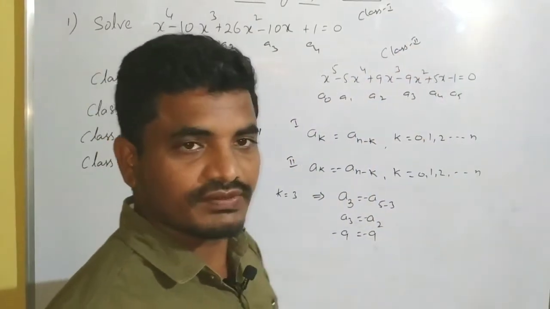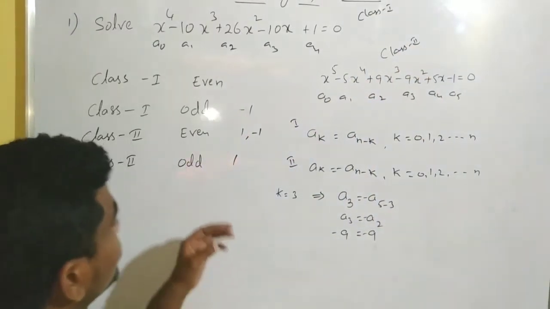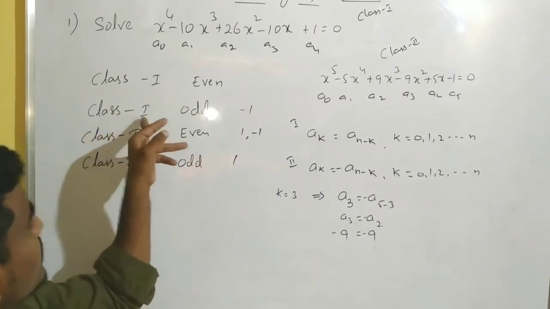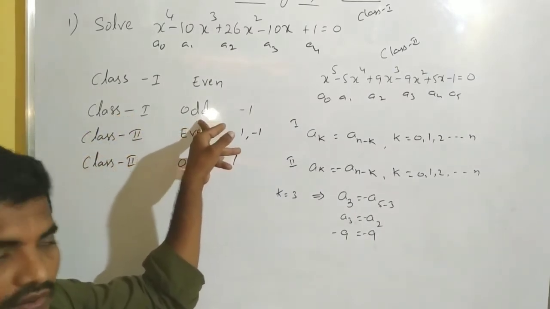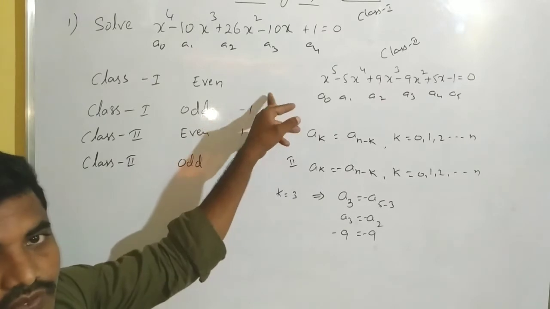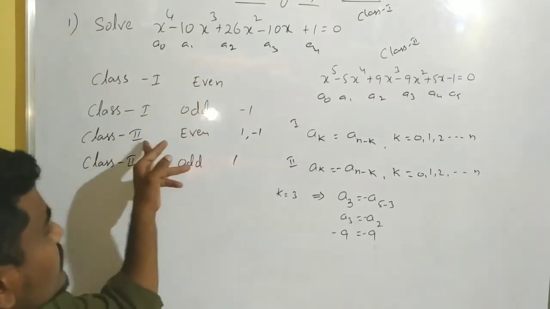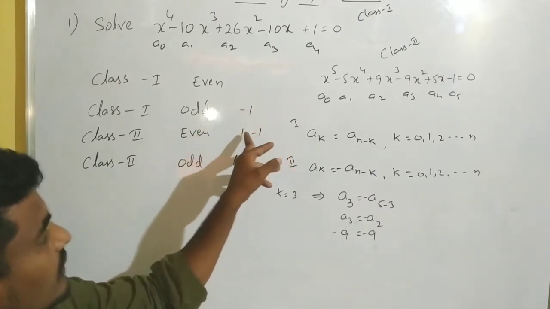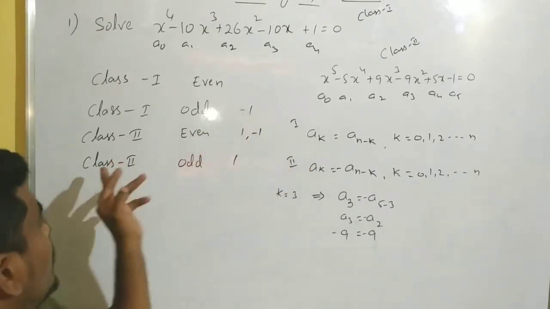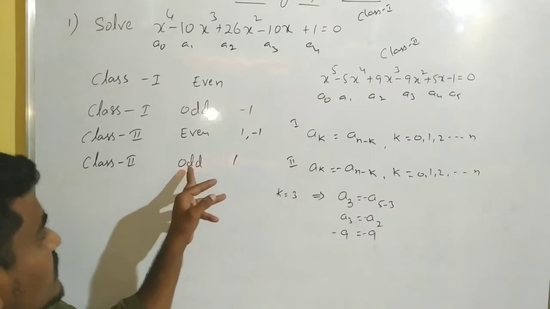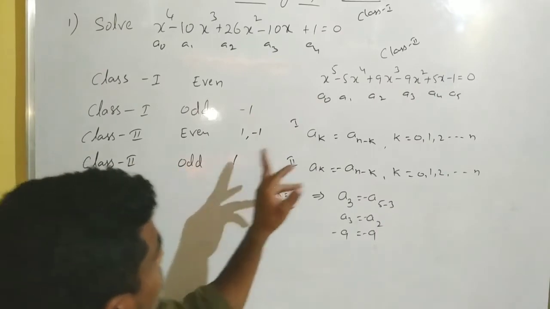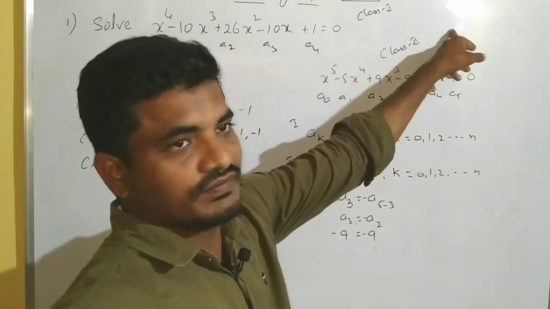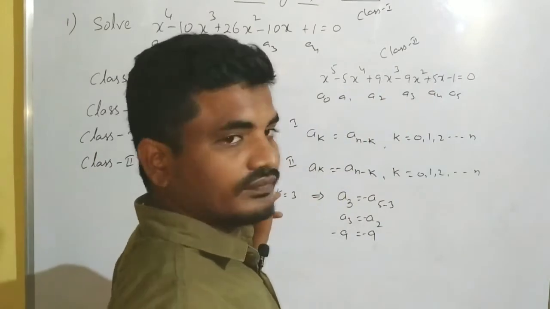After finding class 1 and class 2, the next point: a class 1 equation of odd degree has the root minus 1. A class 2 equation of even degree has roots 1 and minus 1. A class 2 equation of odd degree has the root 1. So it is an odd degree, so its first root is plus 1.